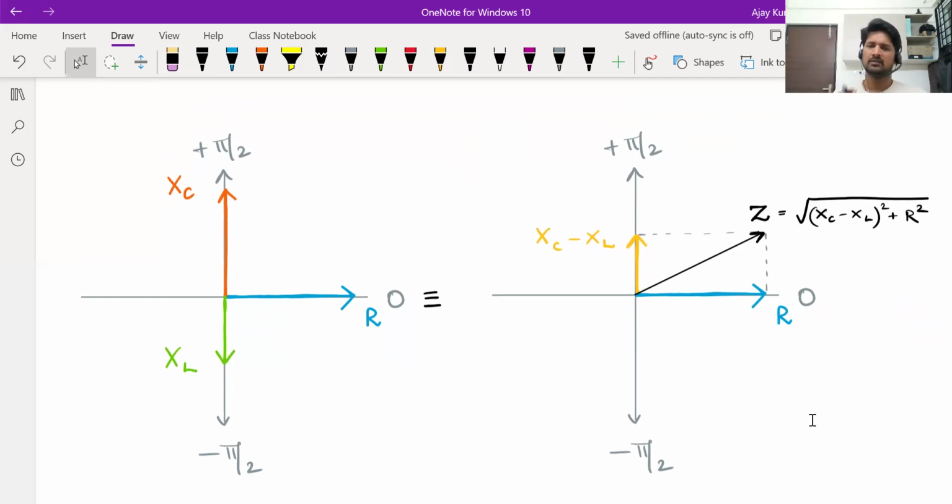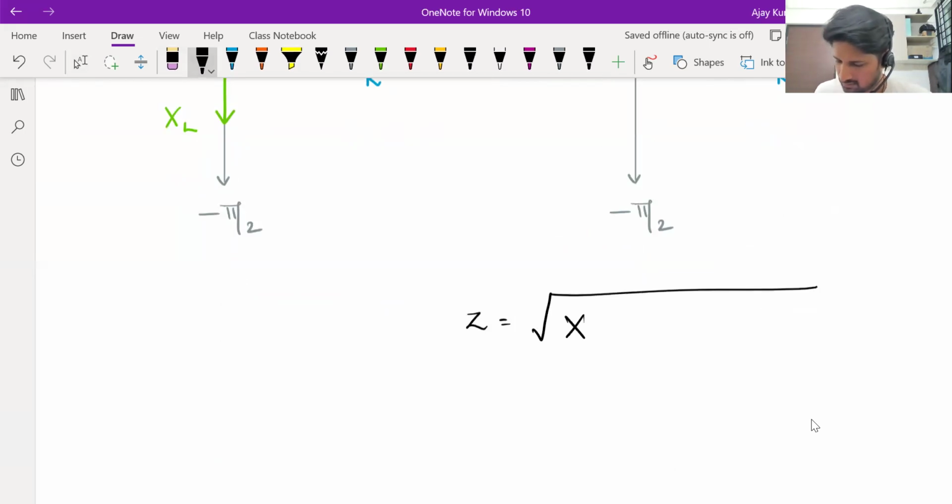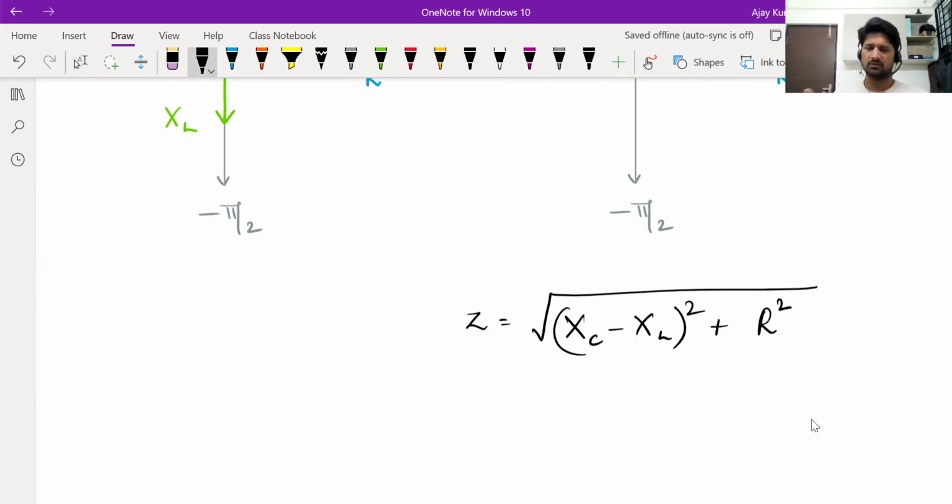Draw three phasors. One of magnitude R along the 0 direction. One of magnitude XC along the plus pi by 2 direction. The other of magnitude XL along the minus pi by 2 direction. The magnitude of the resultant of all of them will be the Z value. Okay. So Z becomes the square root of XC minus XL whole square plus R square. If you write XL minus XC whole square also, it's the same since you are squaring it.